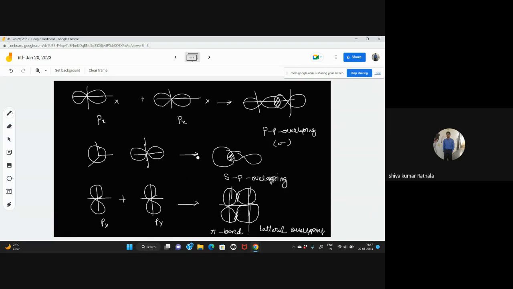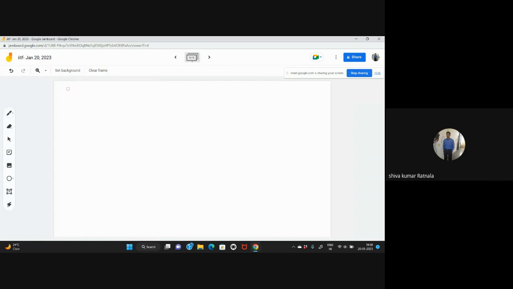So this is about the bond formation, etc. Now in this one, as we have seen sigma bond and pi bond, what are the differences between sigma bond and pi bond? Let me write the differences between sigma bond and pi bond. After this, we will see how sigma and pi bonds form in molecules, by which orbital overlapping.